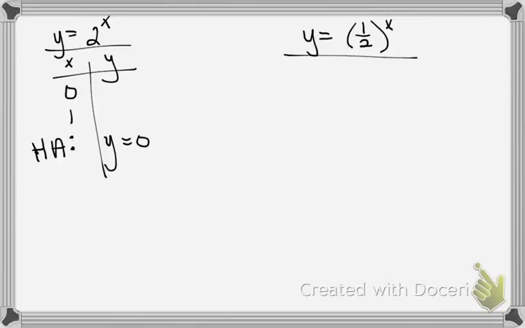And to find the 0 and the 1 point, we're just going to plug them both right into this equation here. Okay, so 2 to the exponent 0 gives us 1, and 2 to the exponent 1 gives us 2. Okay, these are our three key pieces of information for this parent function.